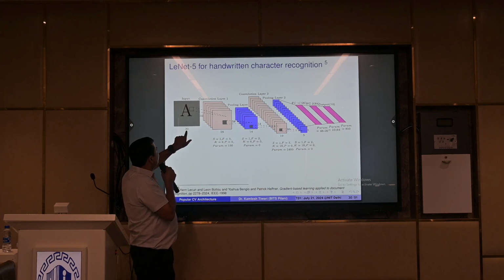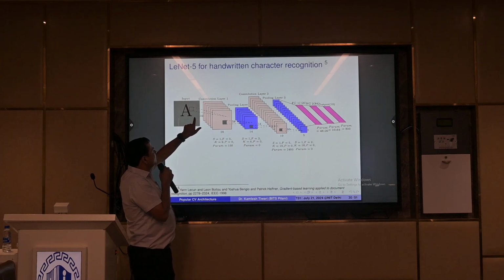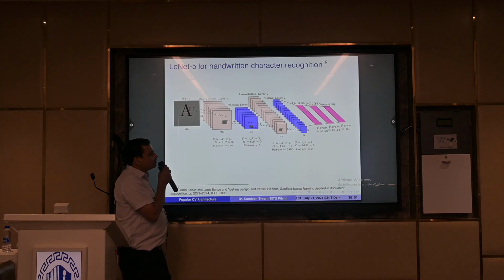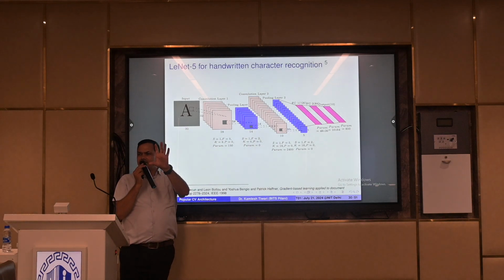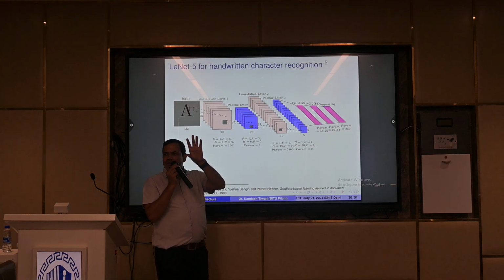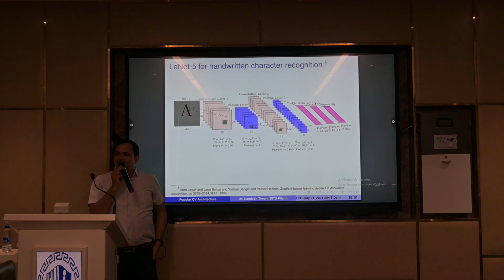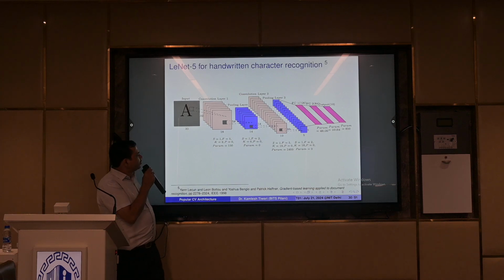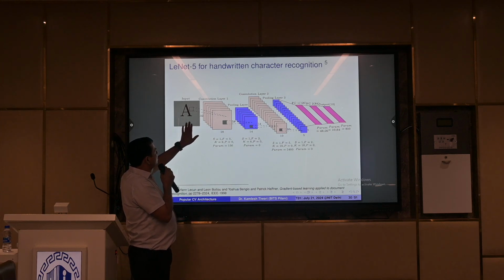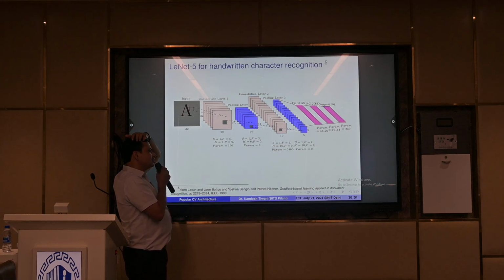I have 32 by 32, but if I apply a filter of size 5 by 5, my size becomes 28 by 28. How? My size reduces. The filter size is 5 by 5. So with one stride, if the stride value is 1, from 5 pixels we are taking one value, right? One value. So that is how it becomes 28.